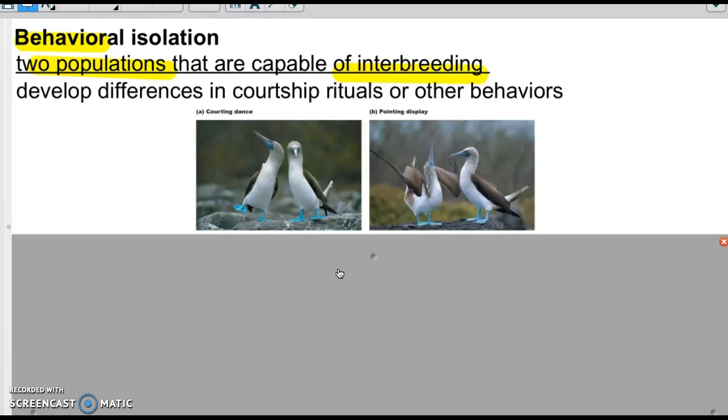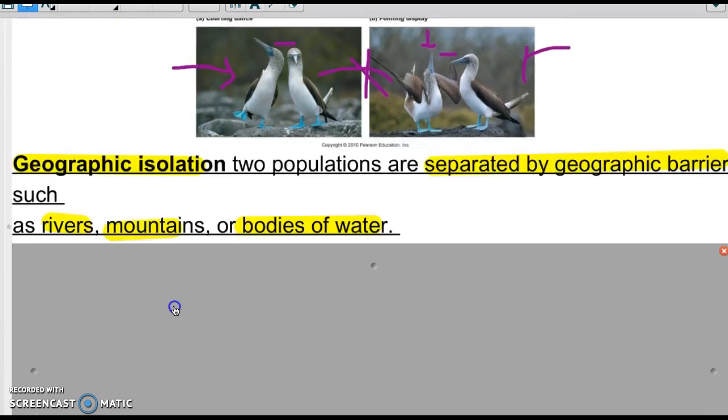This is an example of blue-footed boobies, and these birds have different rituals when they're mating. This couple here, their courtship is through dancing, and if they're dancing well, then that helps them find a mate and reproduce. This species, even though they look very similar, has a different behavior. This is a pointing display to help them figure out when they want to mate. Their behaviors are different, and so this one and this one would not mate together because they have completely different behavioral mechanisms that won't allow them to mate anymore.